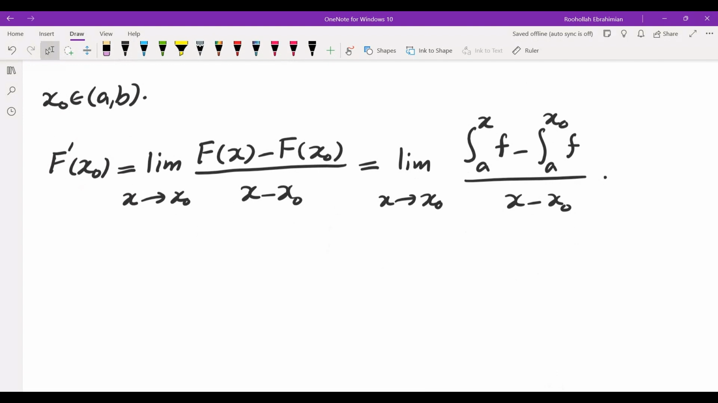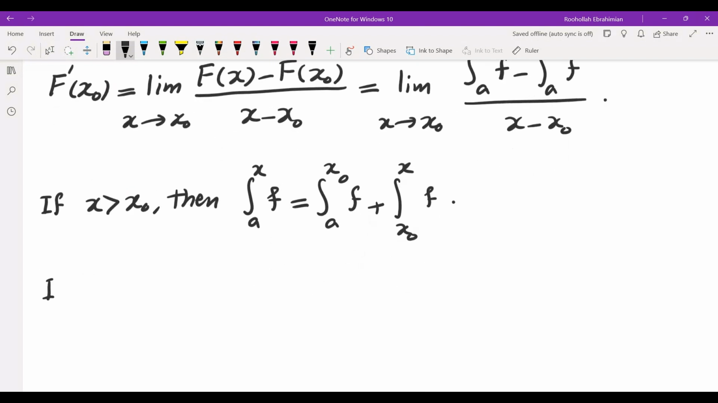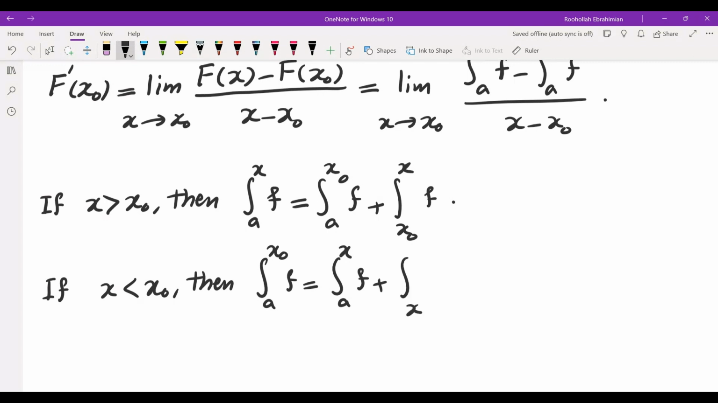So there are two possibilities. If x is more than x naught, then the integral from a to x of f is going to be the integral from a to x naught of f plus the integral from x naught to x of f. And if x is less than x naught, then the integral from a to x naught of f would be the integral from a to x of f plus the integral from x to x naught of f.